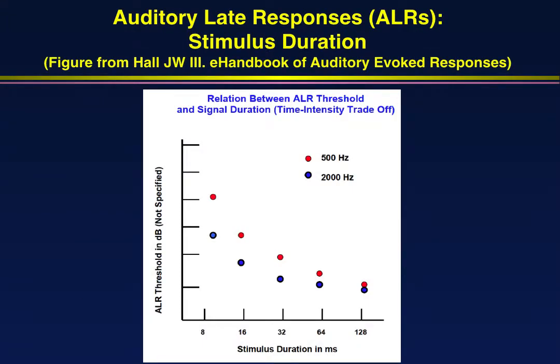Here's an example of stimulus duration. The longer the duration of the stimulus, the lower the threshold of the ALR. So it's always good to use a long duration stimulus for the cortical response.